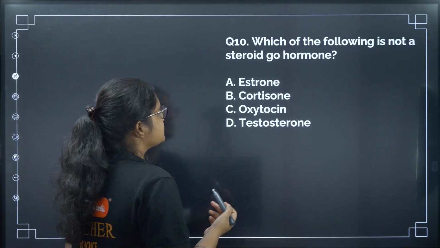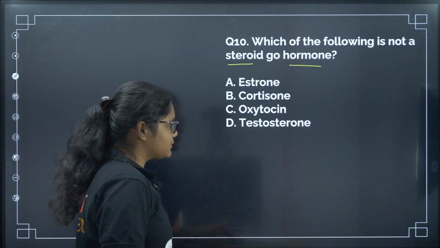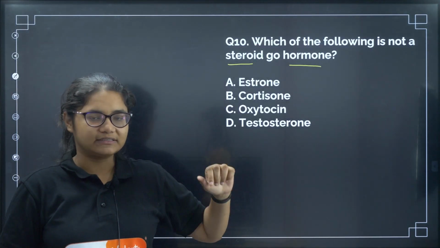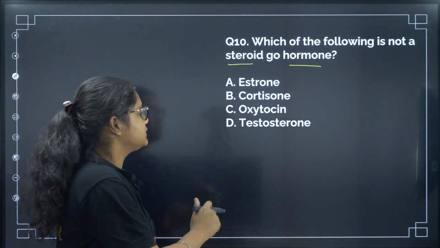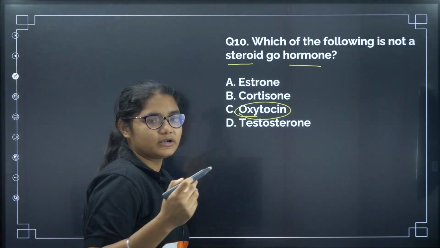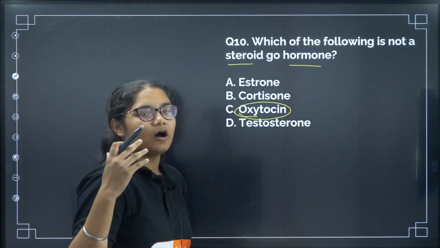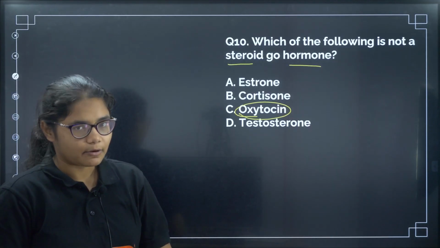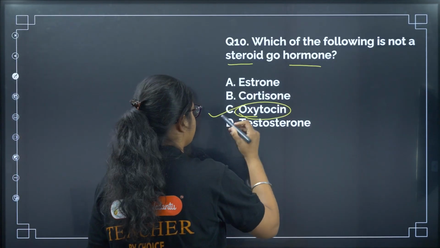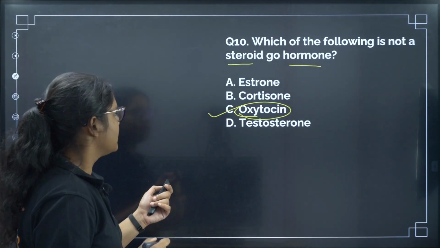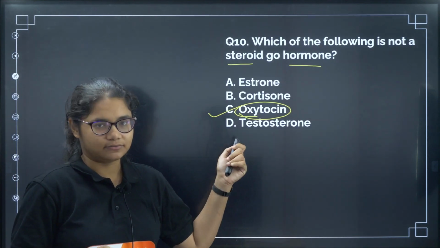Next, which of the following is not a steroid hormone? This question also, you might not know the answer, but you can guess it, right? Oxytocin, you know, is not a steroid hormone. Steroid hormones are those which have many heterocyclic big compounds present. So the correct answer for this question is option number C. This one I can say can be guessed, okay?